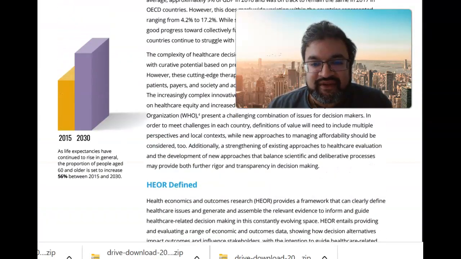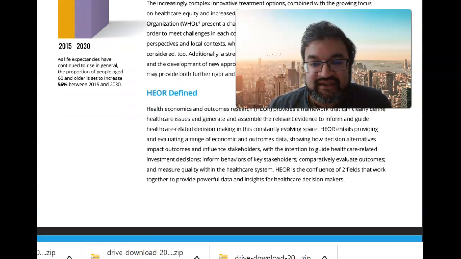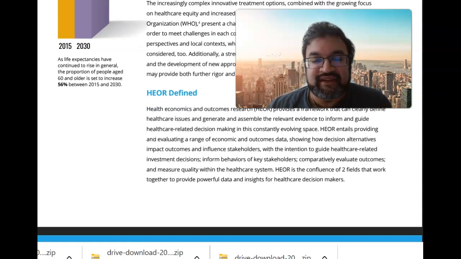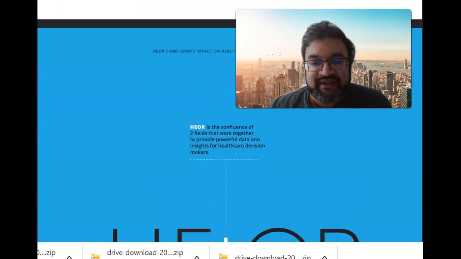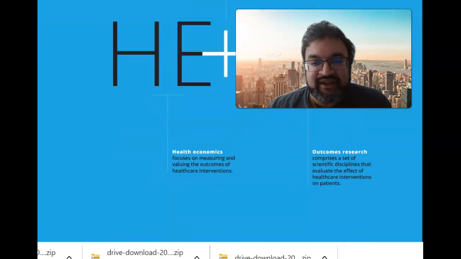Health economics and outcomes research provides a framework that can clearly define healthcare issues and generate and assemble the relevant evidence to inform and guide healthcare-related decision-making in the constantly evolving space. So this is a confluence of two fields, again, powerful data provision and insights for healthcare decision-making.